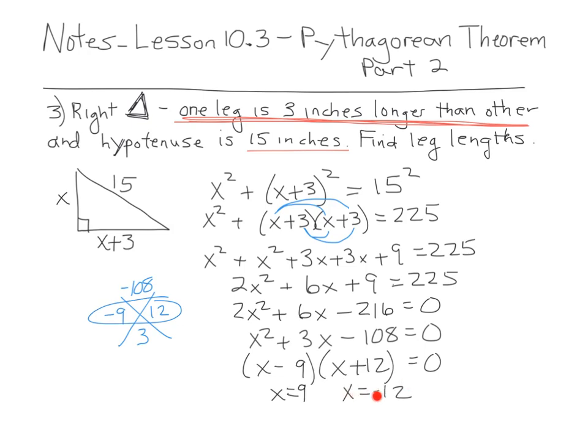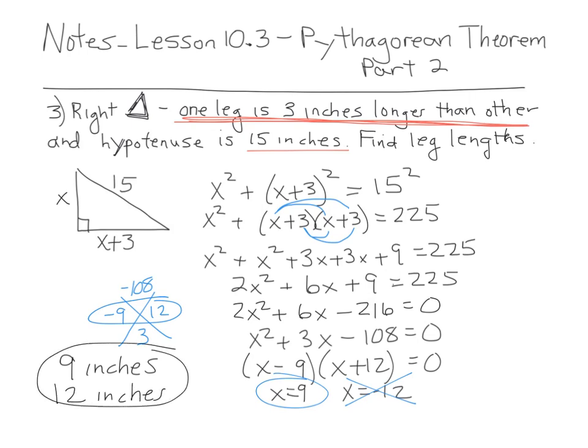Now, negative 12, I can't measure a side of a triangle to come out to be negative 12. So that's your extraneous root. So x must be 9, so this side must be 9, and we're measuring in inches. So this side here has to be 9 inches. And then the other side is x plus 3, 9 plus 3, 12. And that's the answer to the problem.